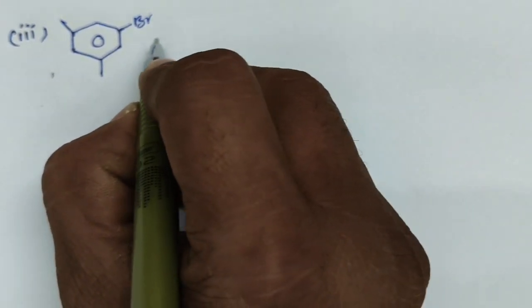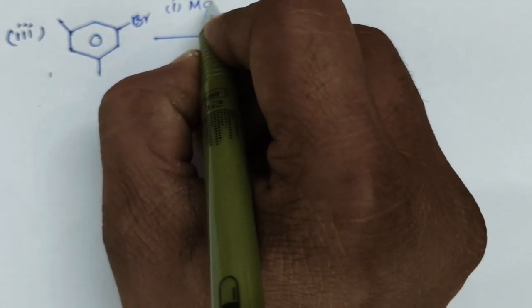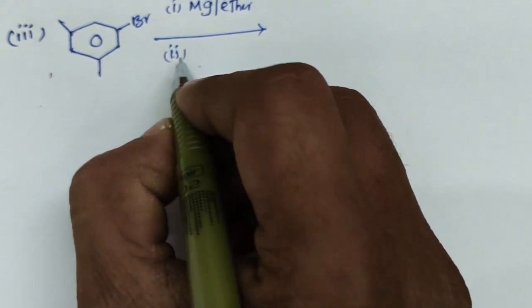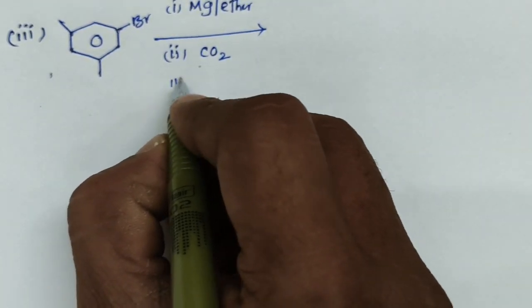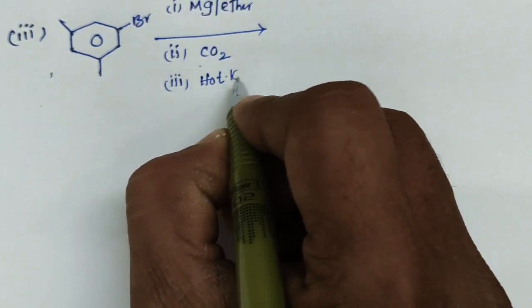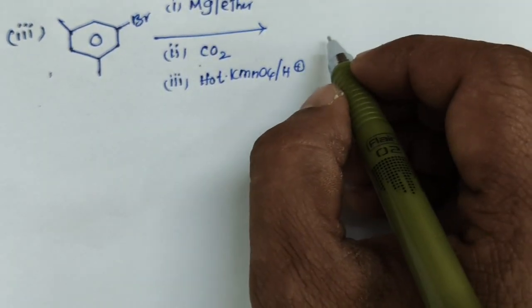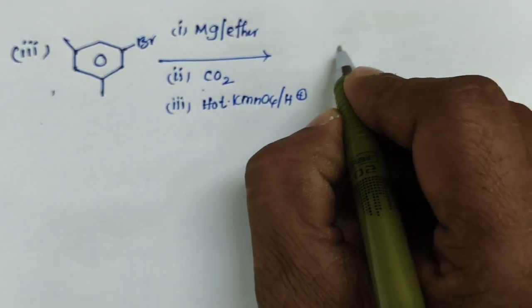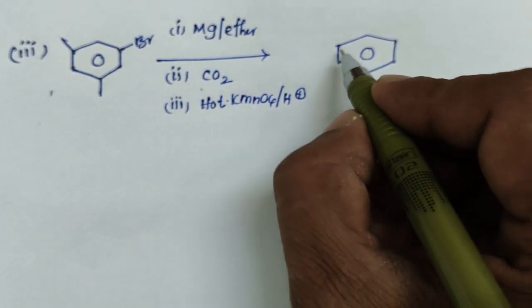This is the other compound. Same, if you apply the first condition, magnesium in presence of ether, and the second one is carbon dioxide, dry ice. Next, the third one is hot KMnO4 followed by H plus, that means in the presence of acidic medium.